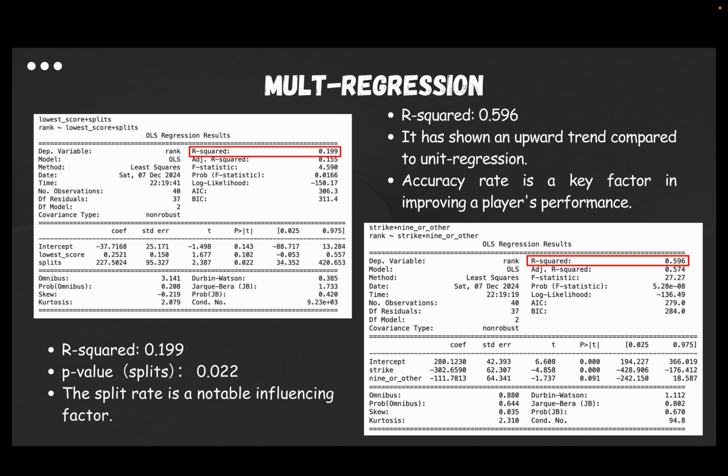The combination of the lowest score and split has a lower R-square value of 90.9%. However, split has a relatively high p-value, and for every 0.1 increase in split, rank will decrease by 22%. This suggests that higher split ranks will hinder a player's ranking.